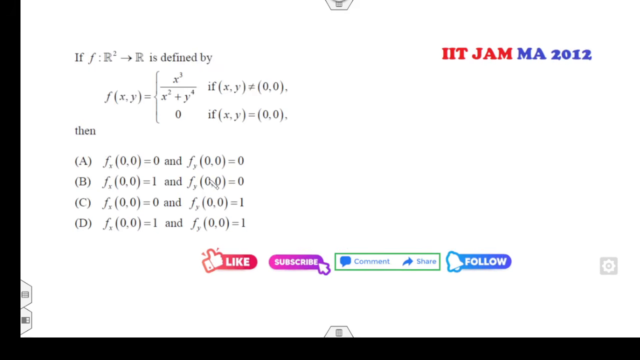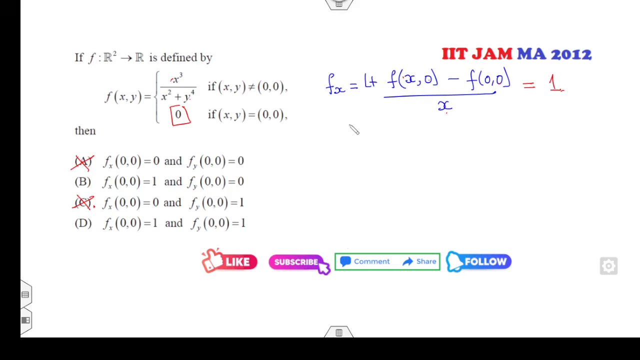Look at the next one. Whether the partial derivative exists or not. Again, limit, first at the point (0,0): f(x,0) minus f(0,0), divided by x. This part will be 0. Whenever y is equal to 0, the numerator becomes x, and x divided by x is 1. So the first option is cancelled, the third option is cancelled.